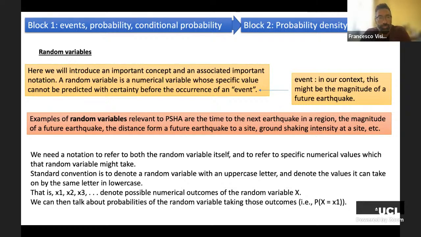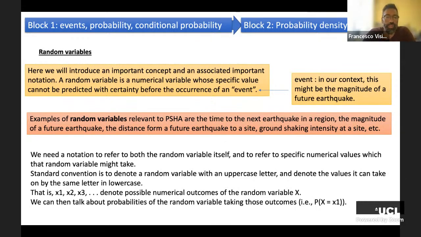This is an important concept that we introduce, and also the notation we use to indicate random variables. A random variable is a numerical variable whose specific values cannot be predicted with certainty before the occurrence of an event. And an event, in our context, could be the magnitude of future earthquakes, but maybe also the time to the next earthquake, the distance, the ground shaking, and so on.